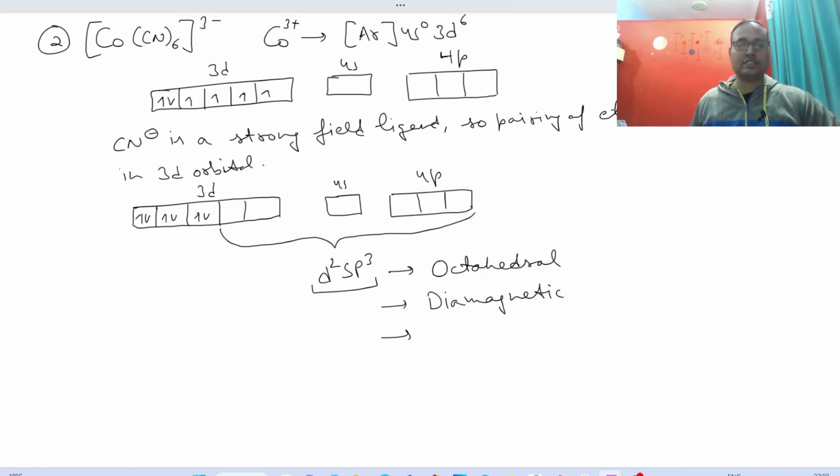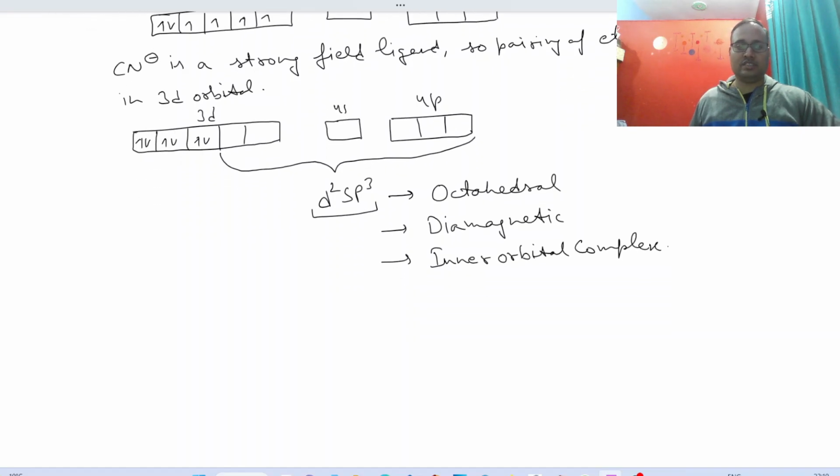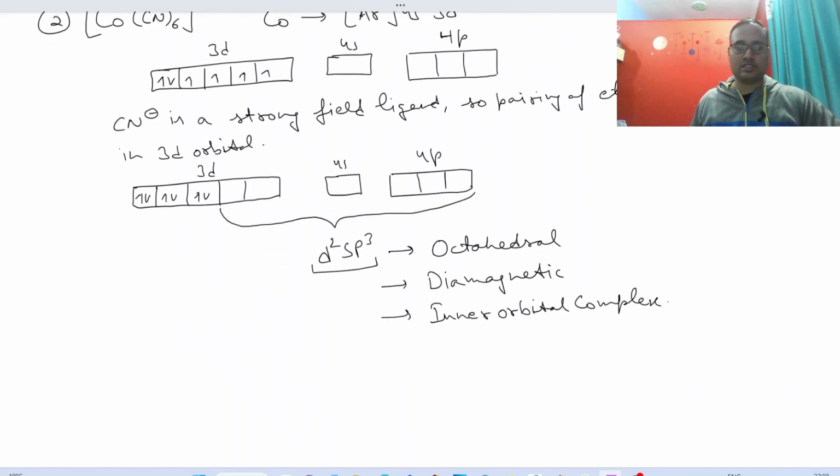And as it uses inner d orbital in its hybridization, it would be an inner orbital complex. Fine. So these are the things which are being asked in this.